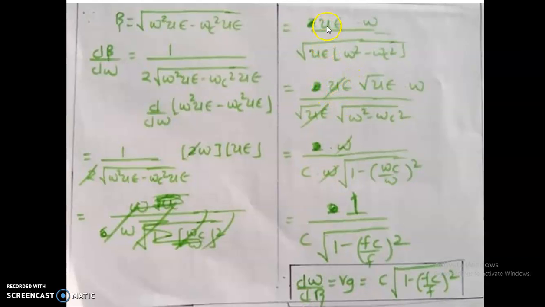You can write this as root mu epsilon into root mu epsilon. By mistake I have not written this root, so please try to understand that it is nothing but root mu epsilon. So root mu epsilon gets cancelled. Now you got this one, this is nothing but 1 by c, so I have written 1 by c, and this omega got cancelled. The same story, omega c can be written as 2 pi f c by 2 pi f. Now 2 pi gets cancelled, you're going to get this one.